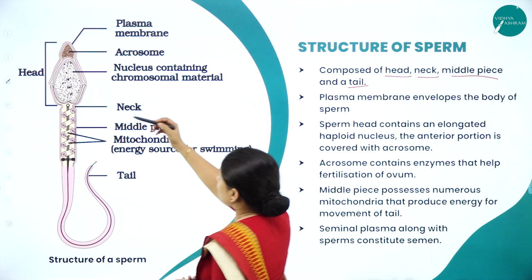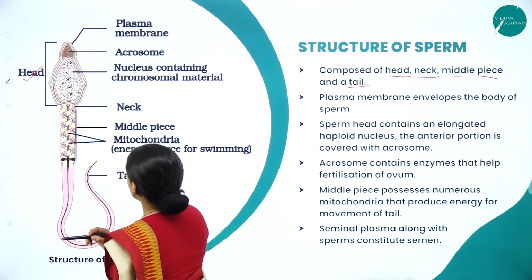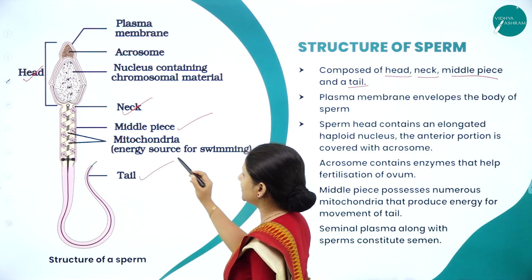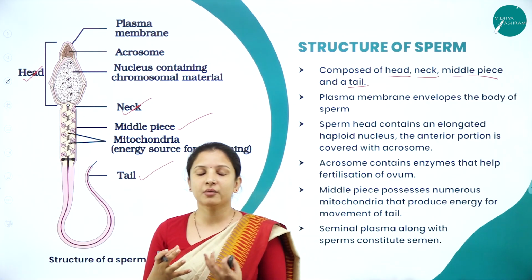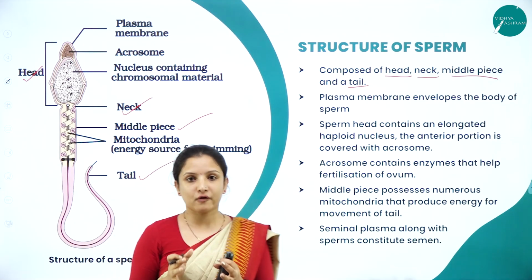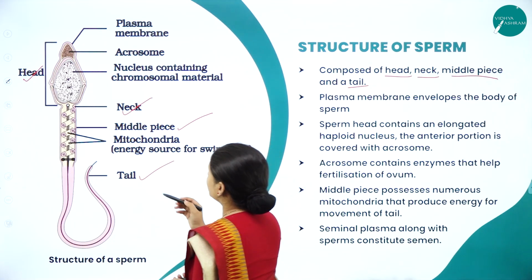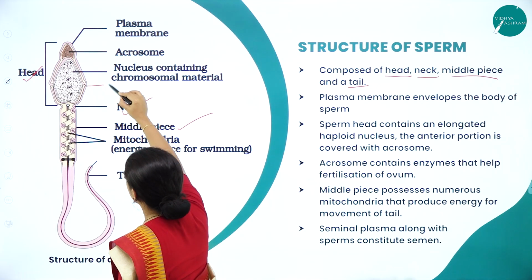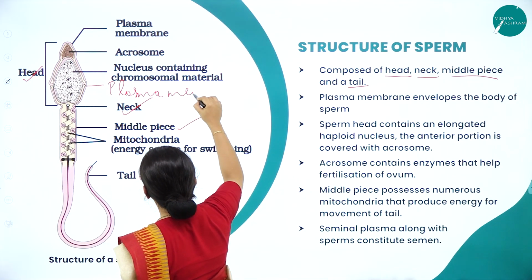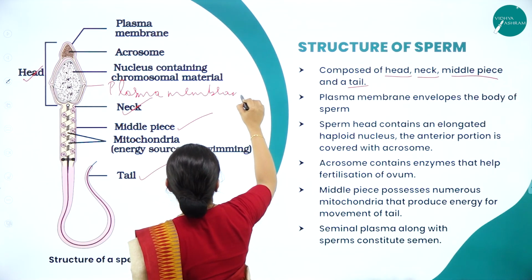If you can see, it has this head portion, then comes the neck region, then comes the middle piece, and then comes the tail. Now what all is there in the head region and the middle piece, we will look into. The entire body of the sperm is covered by the plasma membrane. This outermost layer that is there is nothing but the plasma membrane.